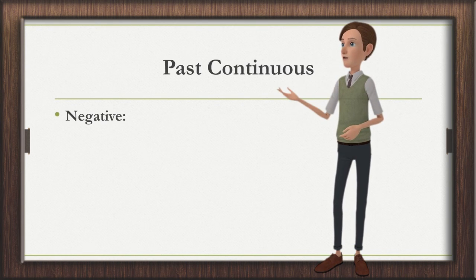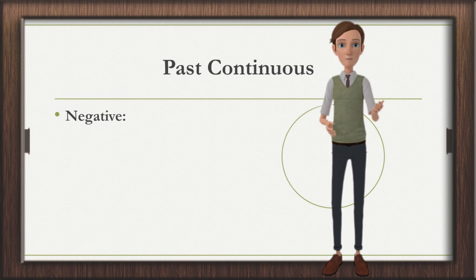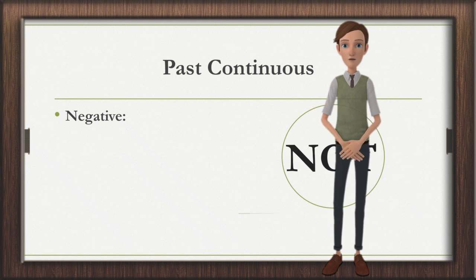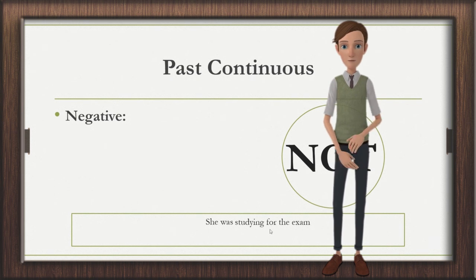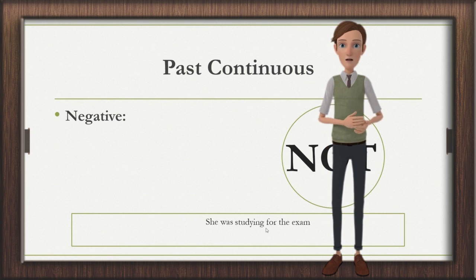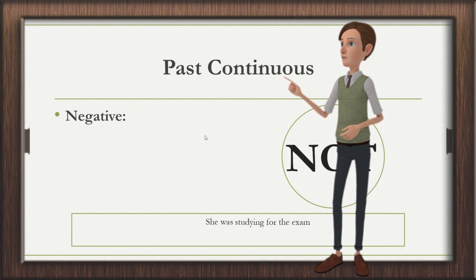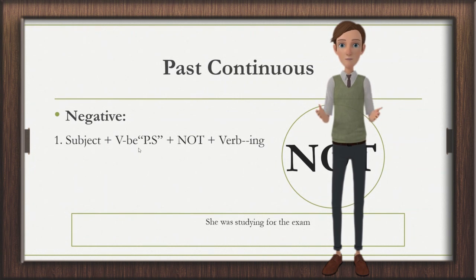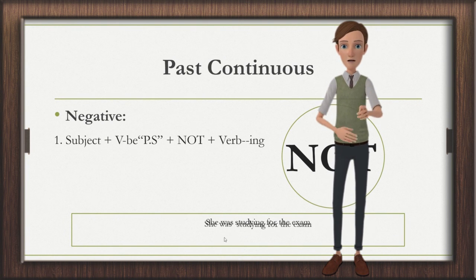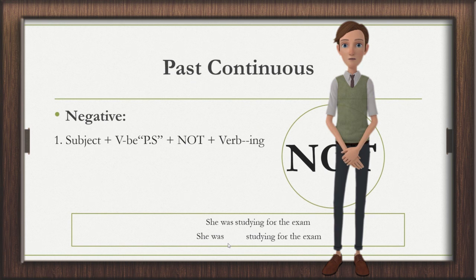Past continuous in the negative form. We use not. She was studying for the exam. Since in the past continuous we will always have a verb to be in the past form, we will simply put not after the verb to be. So she was studying for the exam becomes she was not studying for the exam.